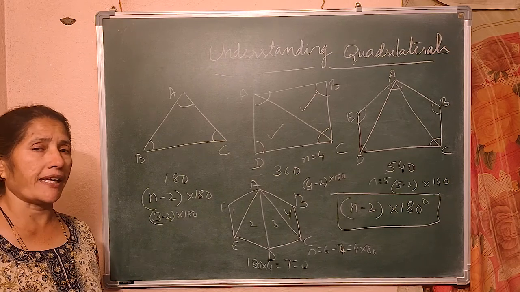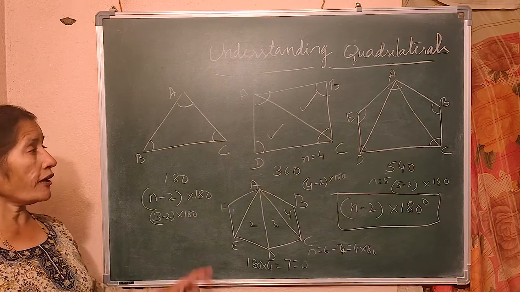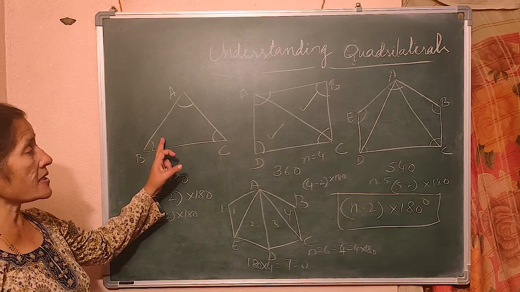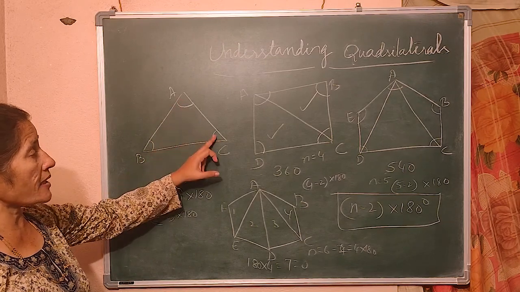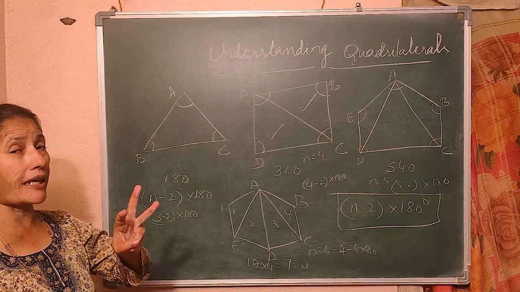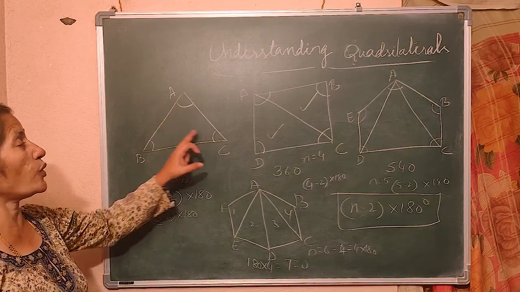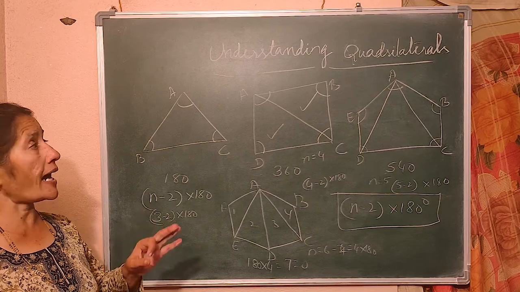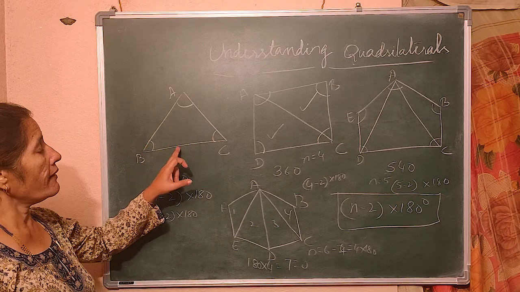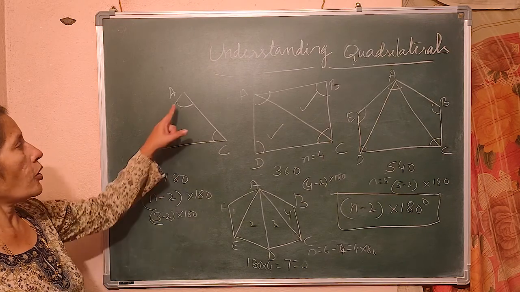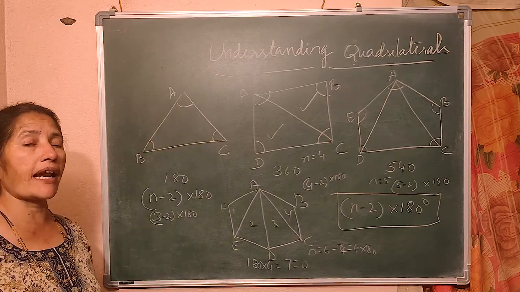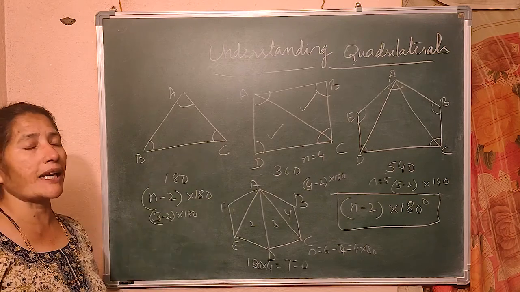A regular polygon means, if there are how many angles? 3 angles are there. If they are equiangular and equilateral. What is the meaning of equiangular? All the angles are equal. Equilateral, all the sides are equal.